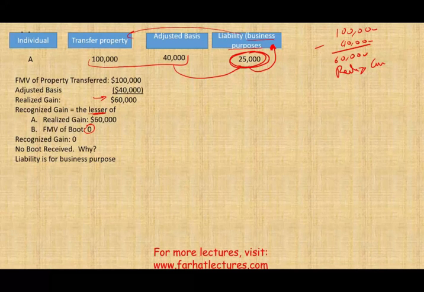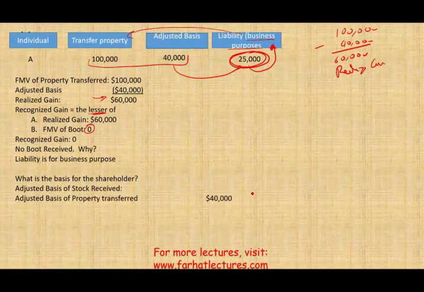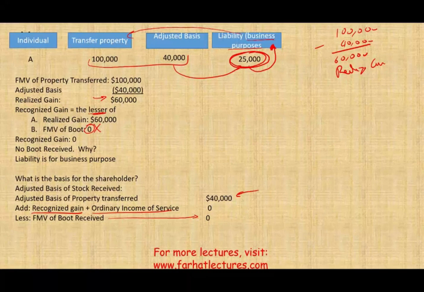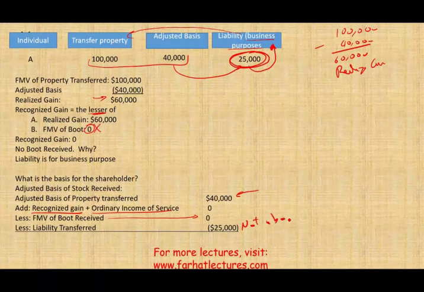Now, what's the basis for the stock for the shareholder? Well, we'll start with our basis. What's the basis in the property transferred? The basis is $40,000. We'll start with that. Then we add any recognized gain. Well, we did not recognize any gain because there was no boot and we did not provide any service. Then we subtract the fair market value of boot received. Well, we did not receive any boot, because this is not considered a boot. Then we deduct the liability transferred as long as it's not a boot, and this is not a boot. So liability transferred, not a boot, we deduct.